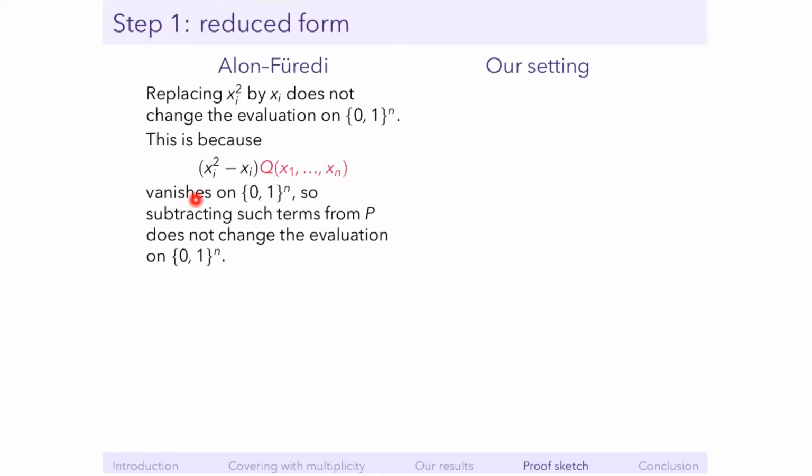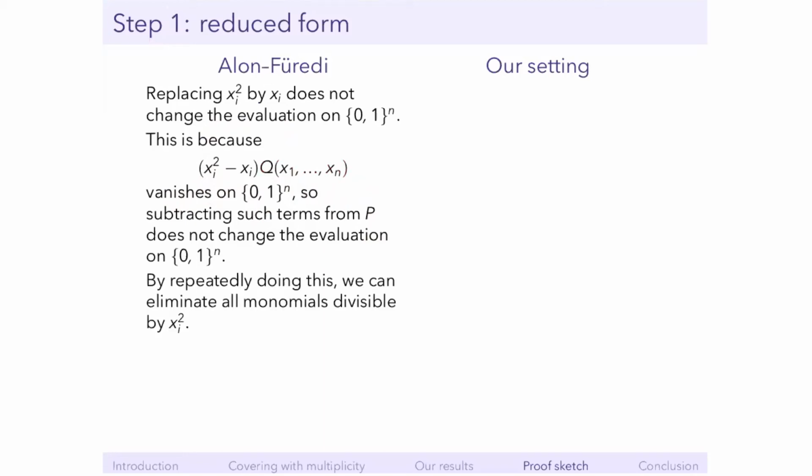And the point is that by just repeatedly subtracting objects of this form, I'm able to constantly reduce any higher power of xi that appears. Because if I have any monomial that has some xi squared, I can take this q to be the rest of the monomial. And if I subtract such a term, that's equivalent to just replacing that monomial by the same thing, but where xi squared is now xi. So by repeatedly subtracting objects of this form, I can eliminate all the monomials that are divisible by xi squared. So that's what was going on in the Alon-Füredi theorem.